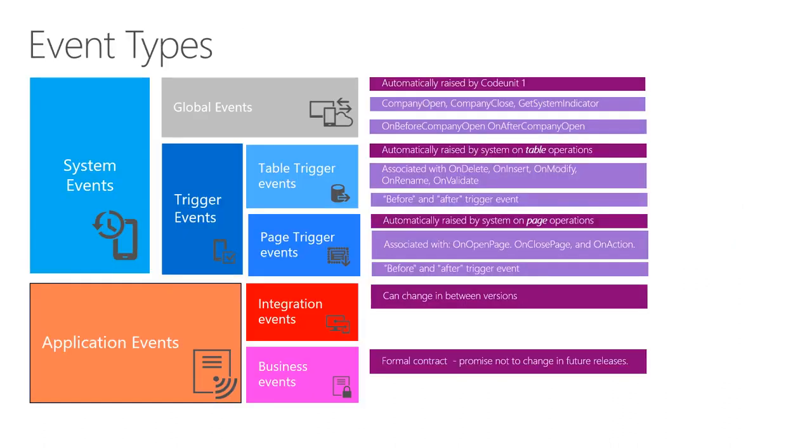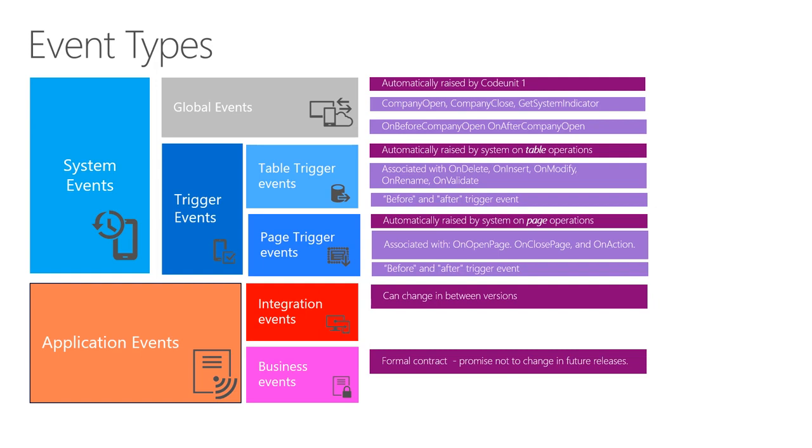So which events can we react to in the first place? There is a comprehensive typology of events and a more simplified one. Let us have a look at the official Microsoft differentiation between event types first. There are system and application events. System events are split into global events and trigger events. Global events are events which are automatically raised in codeunit 1, such as OnBeforeCompanyOpen or OnAfterCompanyOpen.